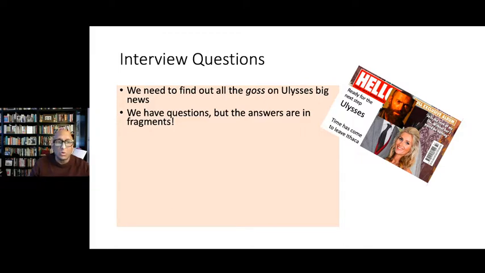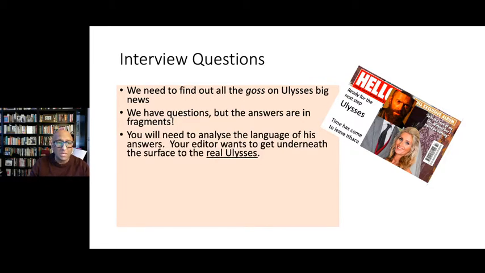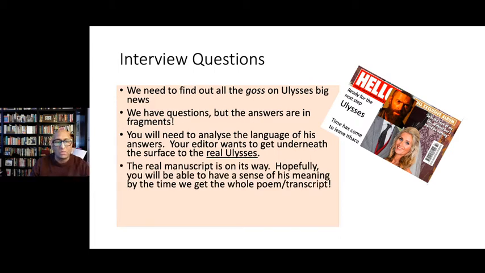But the thing is, you work for the magazine. We have the questions, but the answers are all in fragments. I'm only going to be able to give you fragmented answers. So what I'd like you to do when we do these exercises is to really look at the language and analyze what he's actually getting at. When we analyze, I want you to get under. We need the story of the real Ulysses. We want to figure out what's going on underneath. We're under time pressure, so the real manuscript's on the way, the real manuscript being the whole poem. And by the time we get it, we need to have some ideas because we've got to work really quickly.